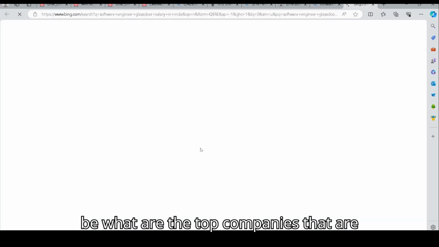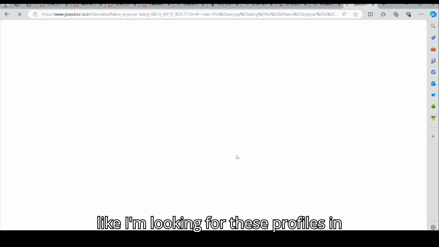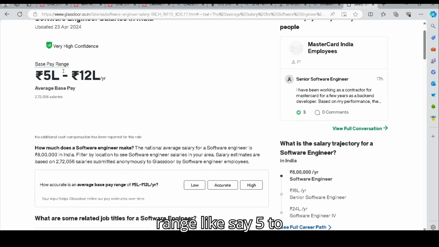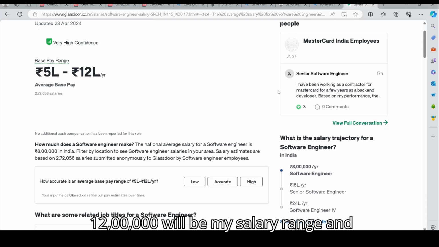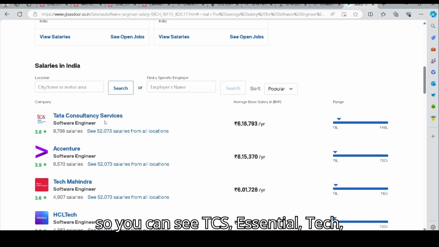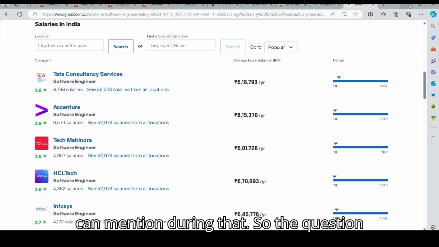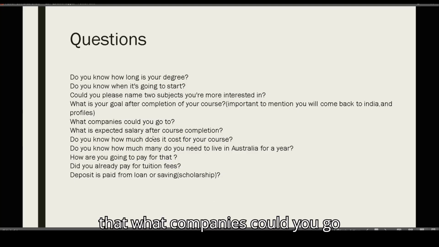What are the top companies that are present in India? So by that, you can mention, like, I'm looking for these profiles in this company, and this will be my salary range. Like, say 5 to 12 lakh will be my salary range, and what are the companies? So we can see TCS, Accenture, TechMahindra. These are top companies which I can mention during that. So the question is going to be about that.